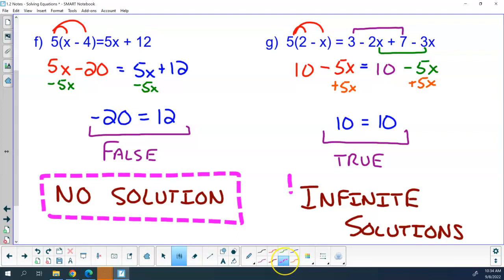Solution. So it doesn't matter what you choose for x in this case, it will work. All of the numbers work in this particular way. So you've got no solutions and you've got infinite.